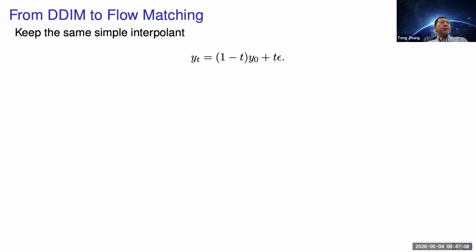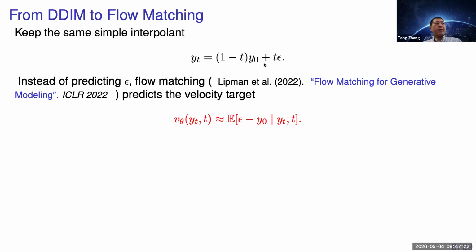Flow matching does that in a slightly different way. Then it completely resolves this problem. Instead of predicting noise, you predict the flow, so-called, okay? You look at this guy, right? So this is the same now. Instead, you predict epsilon minus y0. This is your so-called velocity or flow target, okay? So what is the benefit of that? We will soon see, right?